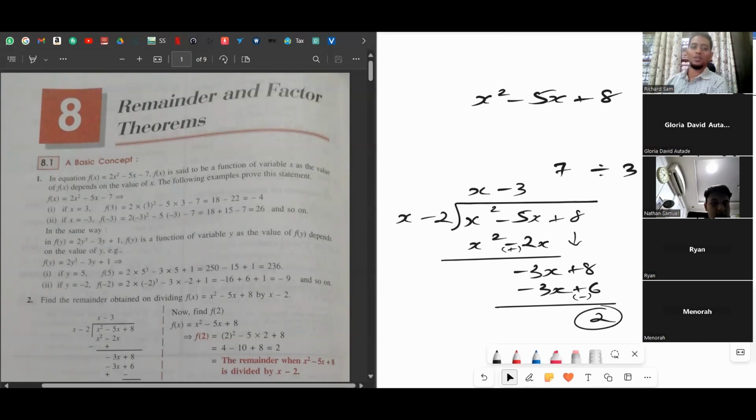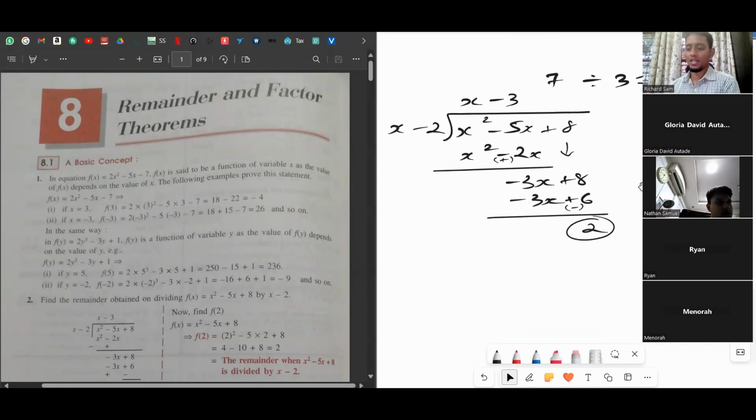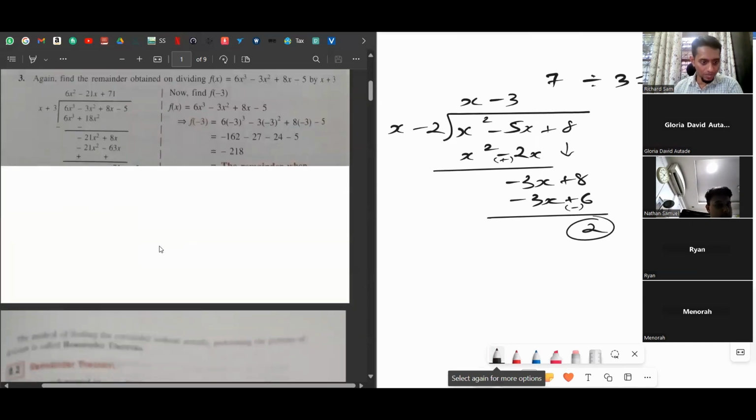Okay? But now using this remainder theorem, there's another easy way to get the remainder. You don't have to do all of this. See, it was a little complex, little tough, takes too much time. So there's a method that you're learning in this chapter. So for that, we will read the remainder theorem first. Okay.